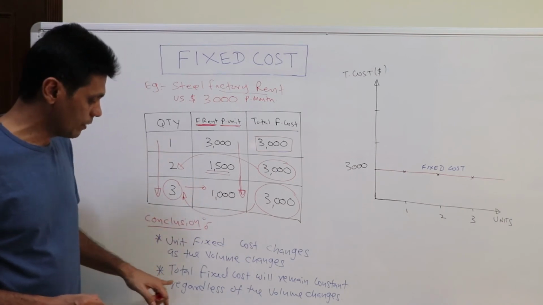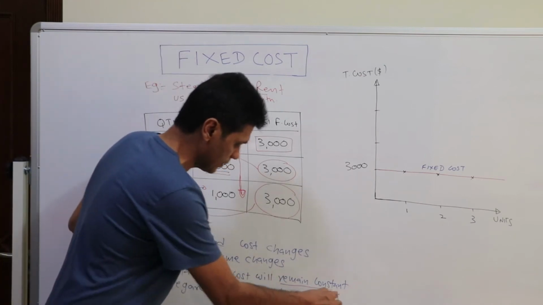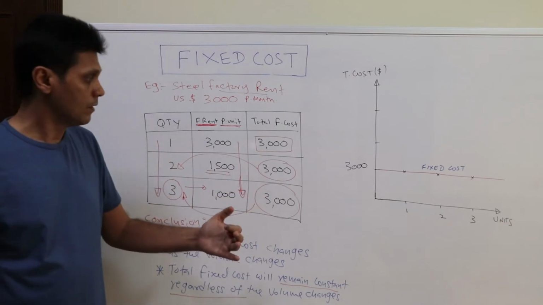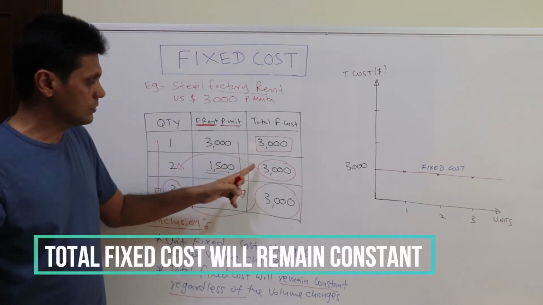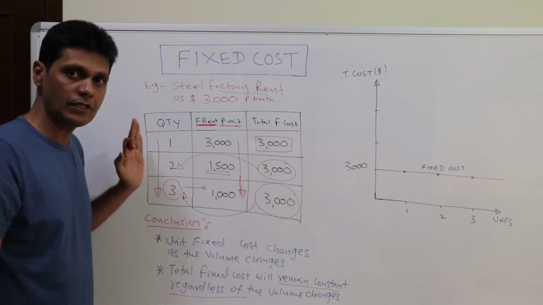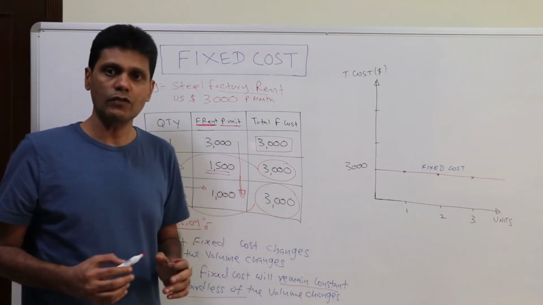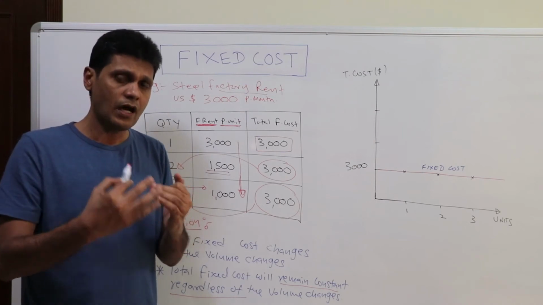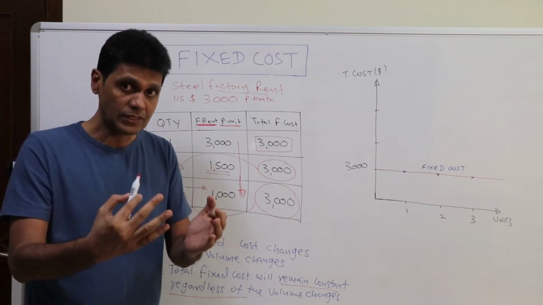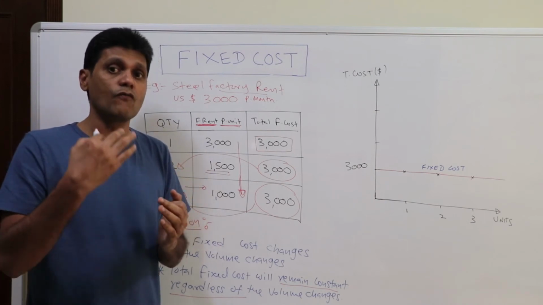The second conclusion is that the total fixed cost will remain constant regardless of the changes in the volume. So the total fixed cost is not going to change. It is constant regardless of the changes in volume. However, this fixed cost will remain constant only up to a certain activity level, so up to a certain capacity. Over and above that capacity, the fixed cost will change.